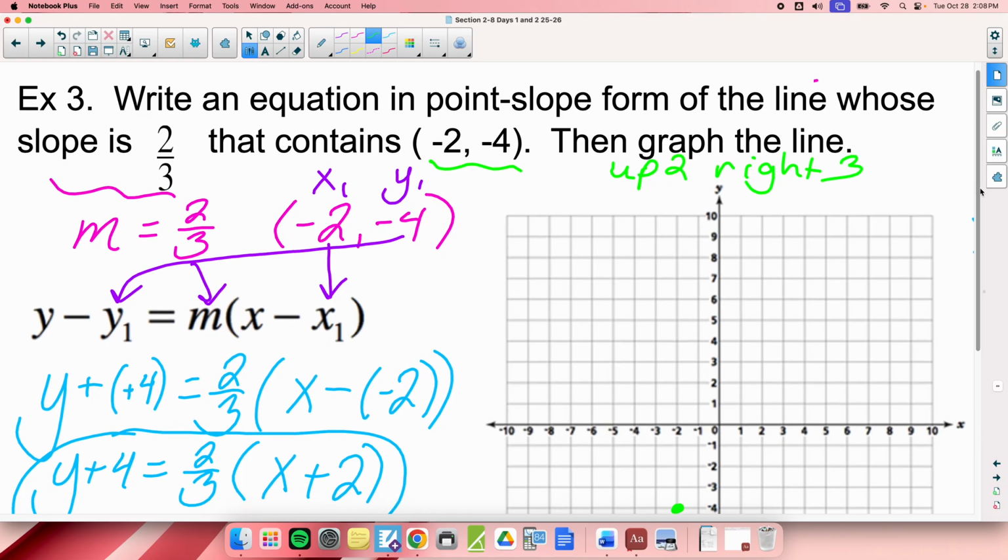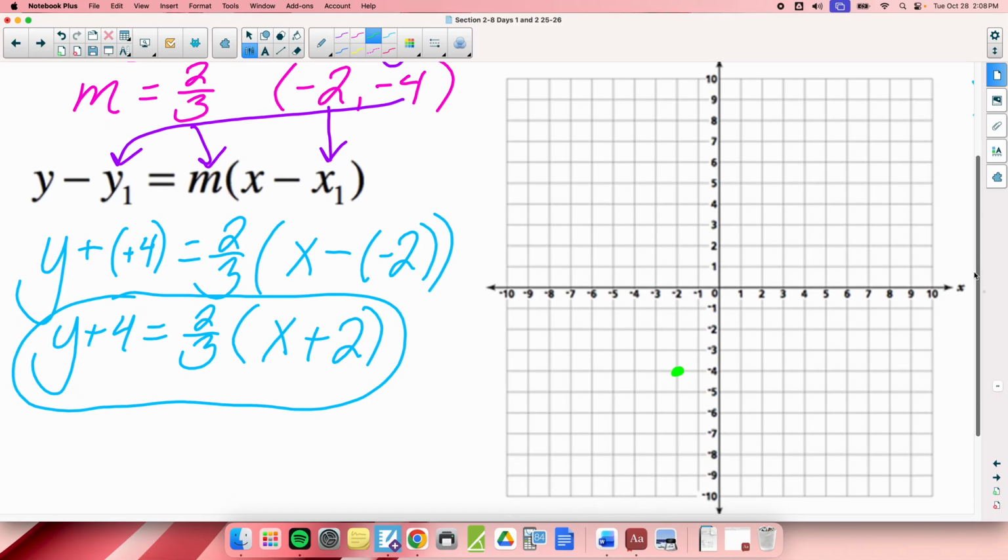Okay? So what I do from that point is I go up 2 points and over 1, 2, 3, and I put a dot. Now, I am super picky about how you guys do your graphs.